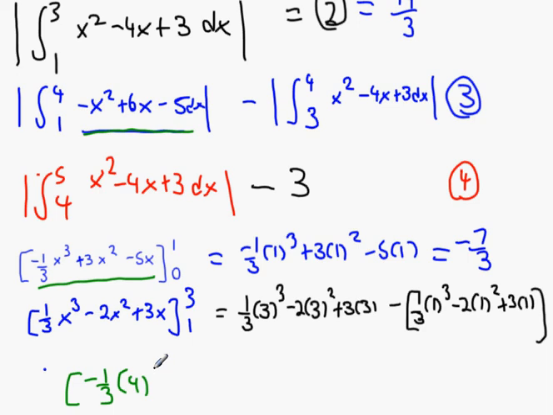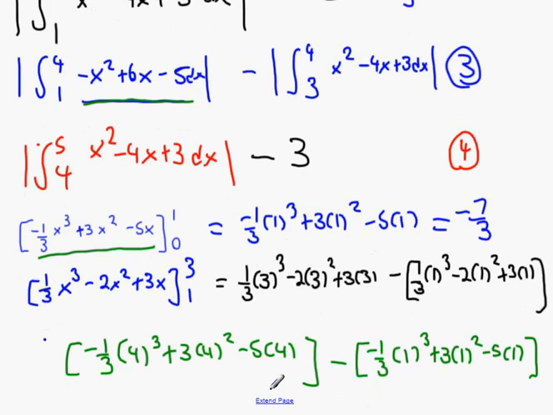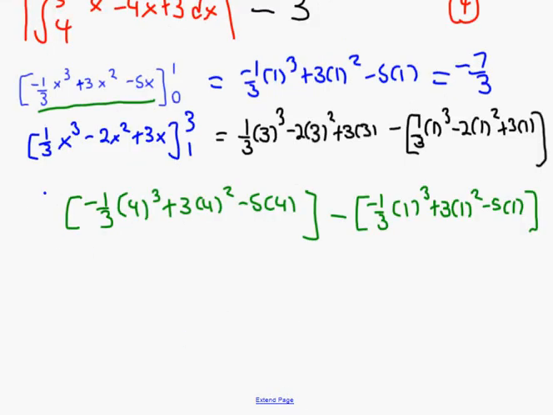So 4 cubed plus 3 times 4 squared minus 5 times 4, take away 1, which is going to be a third: 1 cubed plus 3 times 1 squared minus 5 times 1. And what do we get? That'll take a second. I'll write down the next one.